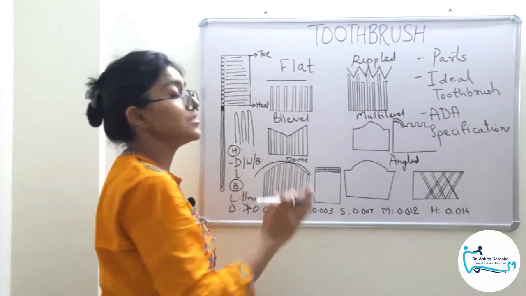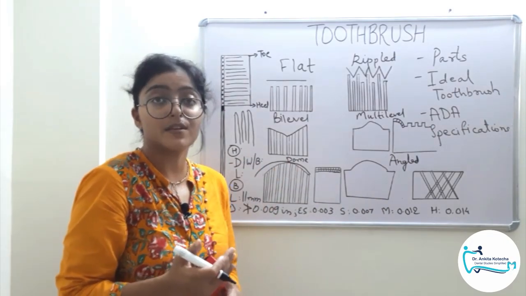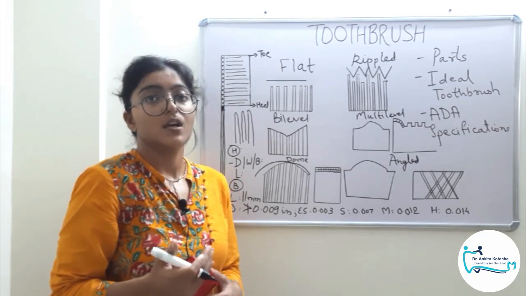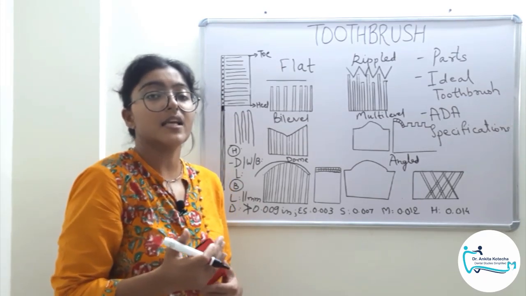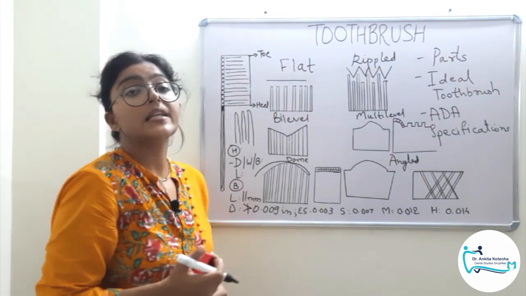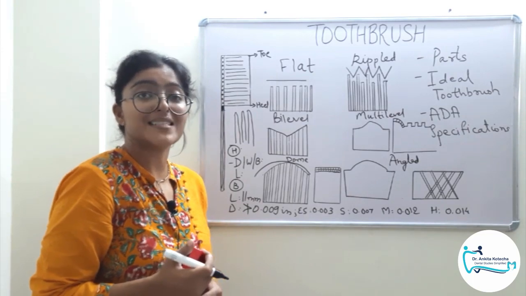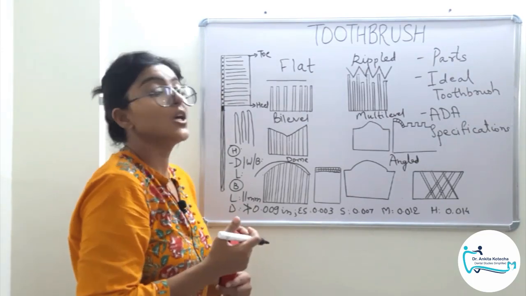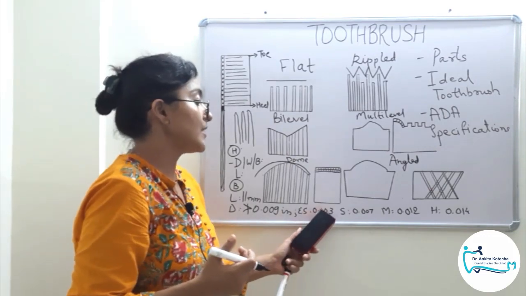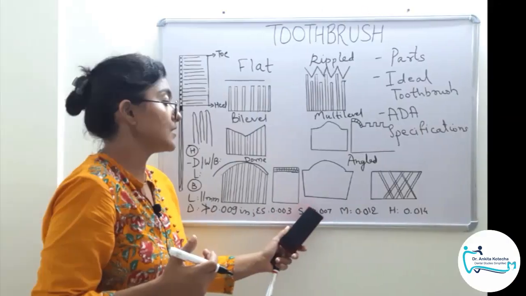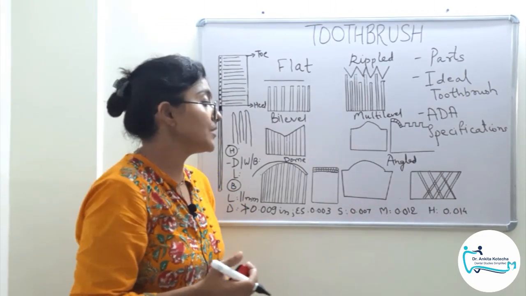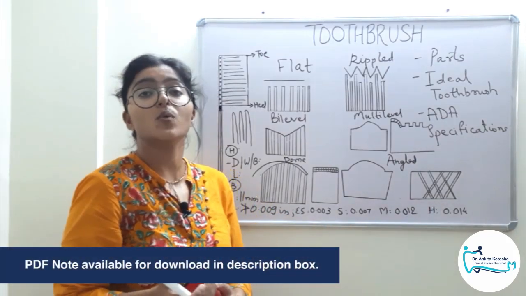And under dimensions, the dimensions of the head 1 to 1/4 inches, and width 3/8 to 5/16 inches, or 5 to 12 tufts in length and 3 to 4 rows of tuft in width. And the dimensions of the bristle, the ideal length 11 mm or 7/16 inches, and the diameter not more than 0.009 inches. Extra soft is 0.003 inches, soft is 0.007 inches, medium is 0.012 inches, and hard is 0.014 inches.